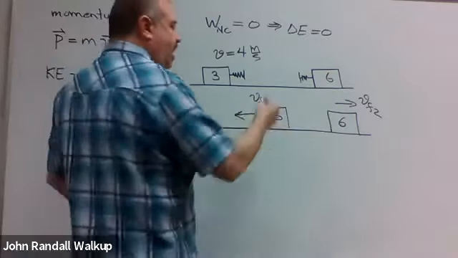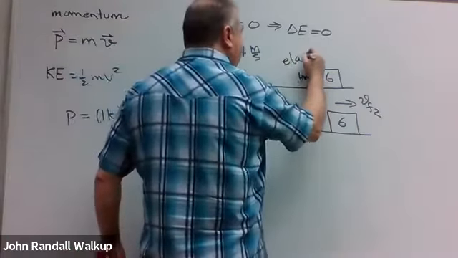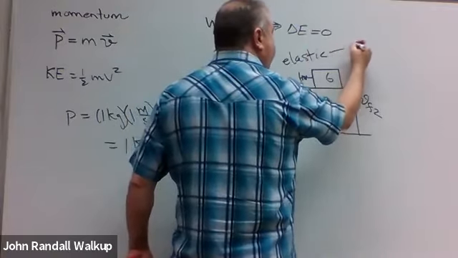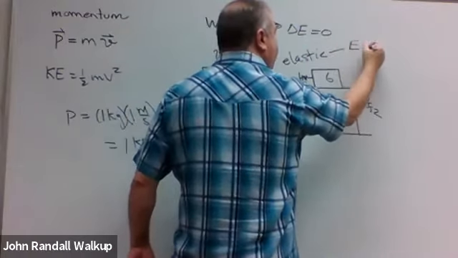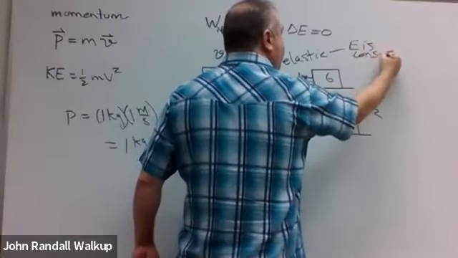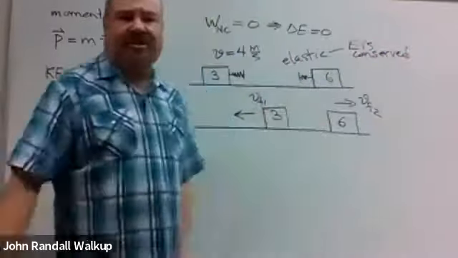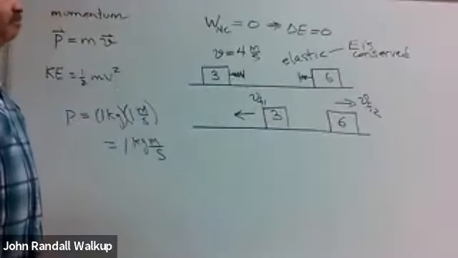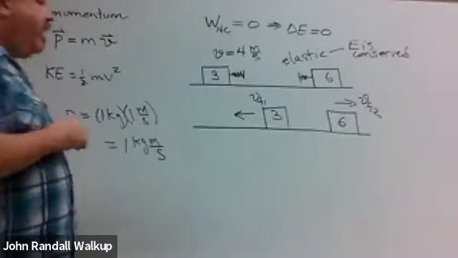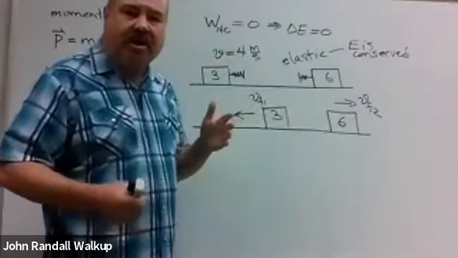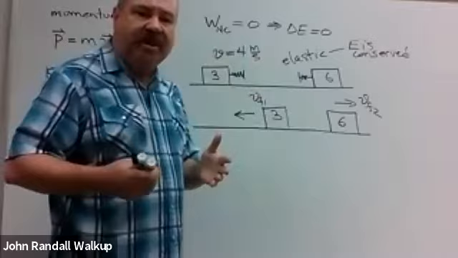This is called an elastic collision. Elastic collision simply means that energy is conserved. Two bodies are smacking each other, but there's no energy loss of the system. And now the question is, how can we solve this with our energy and momentum conservation?